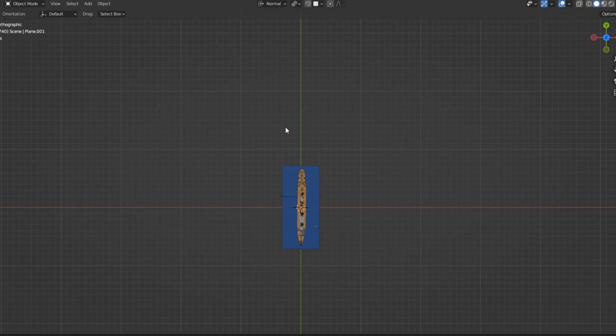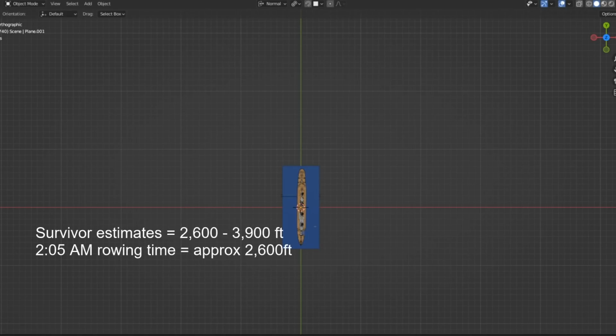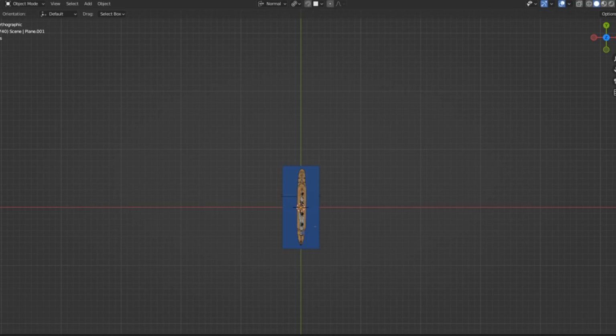If Boxhall began to pull away from rounding the stern at 2:10 a.m., they would only have 7 minutes until the ship broke apart, and in that time, they could only row a distance of 1,680 feet. The 2:05 a.m. rowing distance lines up to what survivors estimated the distance to be, so for now, we'll be using that, meaning that we're now able to estimate that Boxhall rounded the stern at approximately 2:03 to 2:04 a.m.